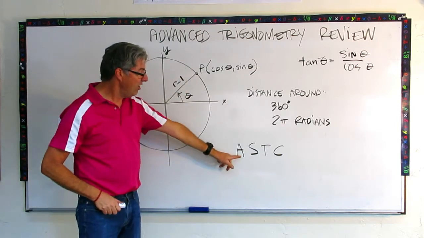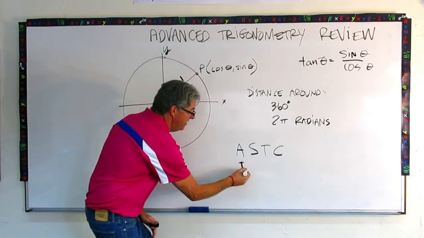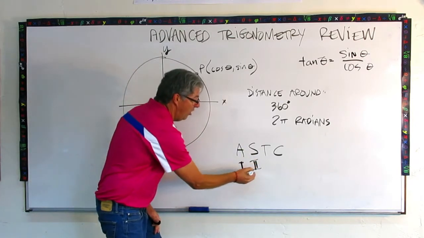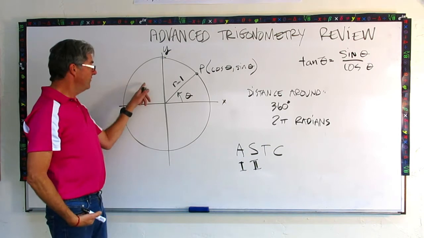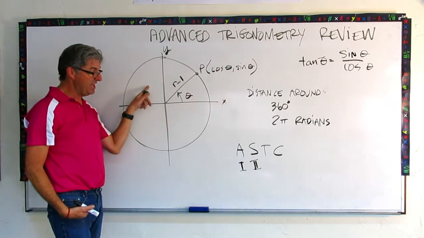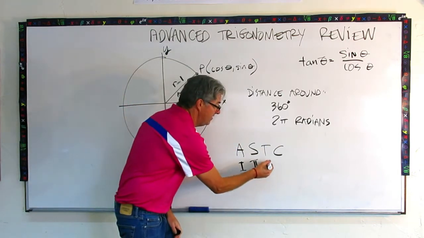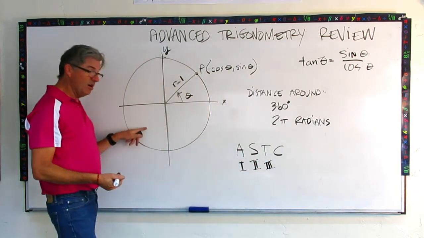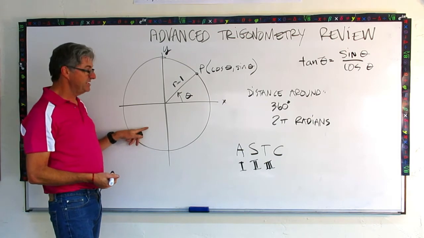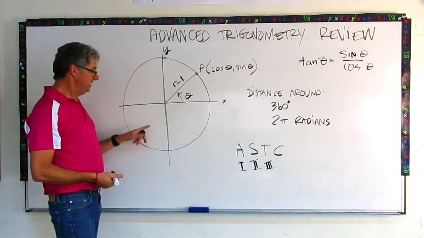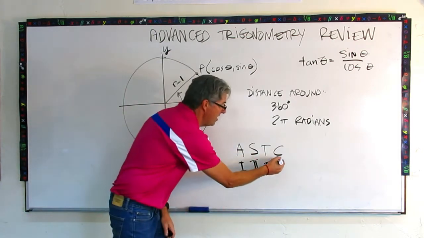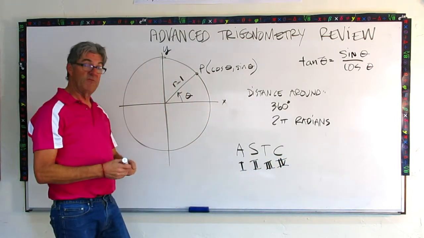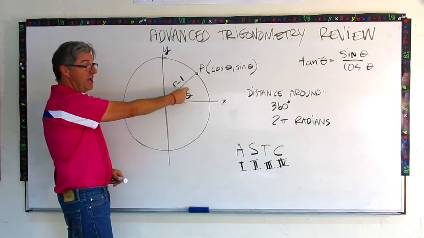So all means that in quadrant 1, they're all positive. In quadrant 2, only sine is positive. So over here, cosine and tangent are both negative. In quadrant 3, tangent is the only function that is positive. Finally, in quadrant 4, cosine is positive.